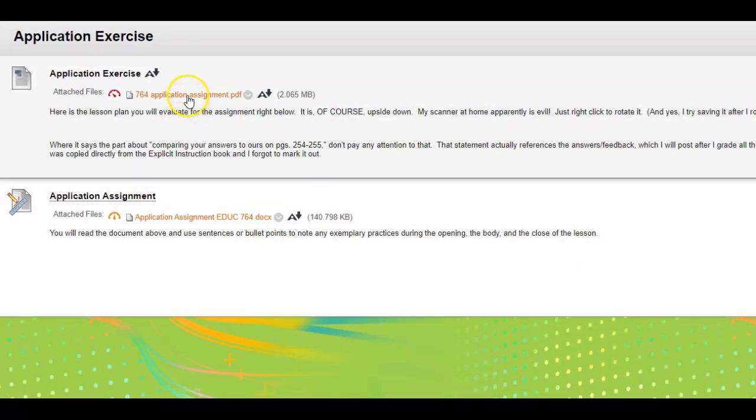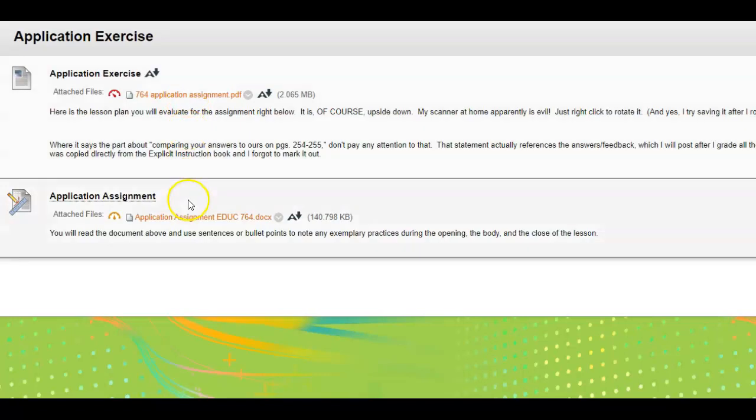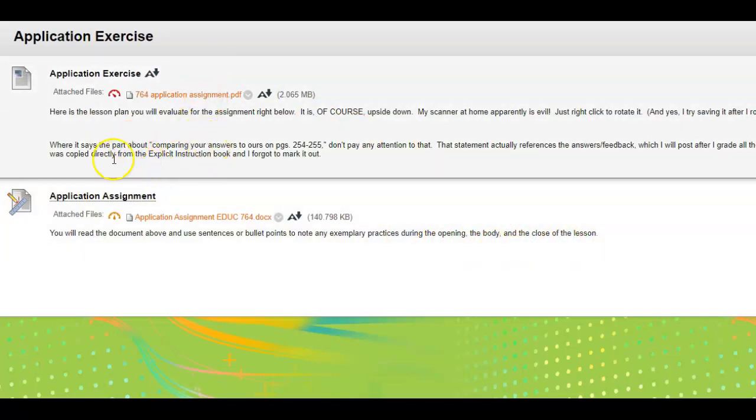So you will look at this lesson plan, the upside down one, and you will submit your answers into this document right here. It's just three blocks where you can submit sentences or bullet points to note any exemplary practices during the opening of the lesson, the body of the lesson, and the close of the lesson. Where it says to compare your answers to ours on pages 254 to 255, don't pay attention to that. I just copied it right from the book.